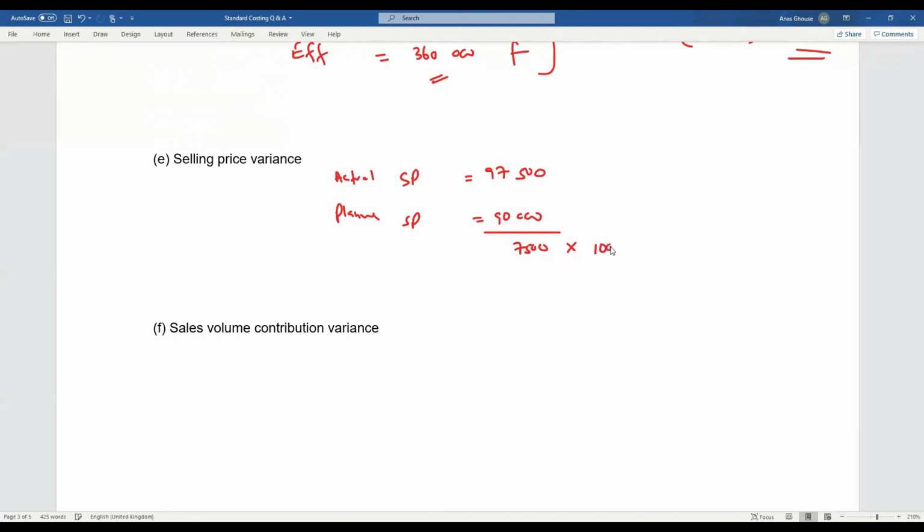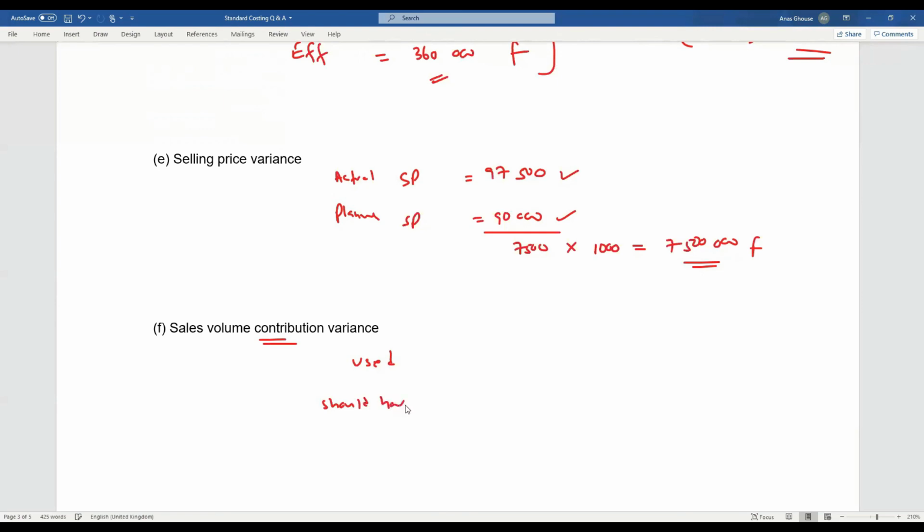Our actual units produced were 1,000. So therefore, 7,500,000 is our selling price variance. Actually, it's a favorable variance because our plan was to sell at 90,000, and we sold it at 97,500.